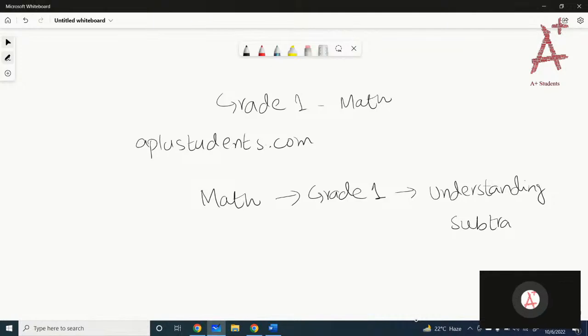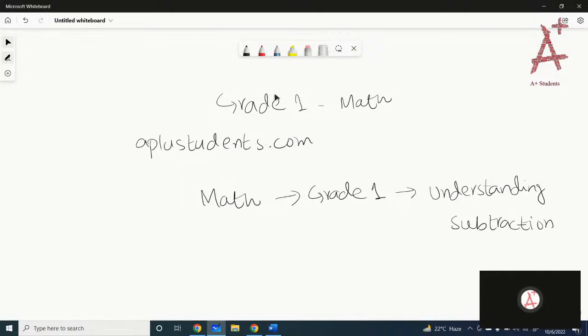So please follow the instruction and make sure you are on the same lesson. Go to aplusstudents.com, log in there using your email address and password. Then select math from the subject tab, then grade 1, and then click on view all lessons and select understanding subtraction. The lesson name is subtraction with pictures, numbers to 10.